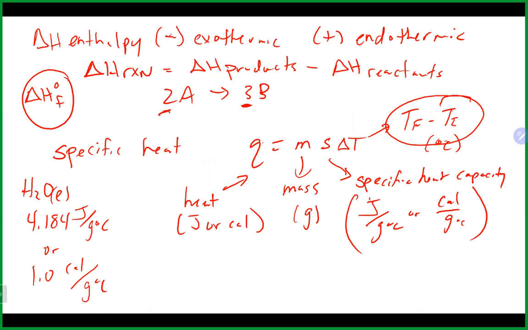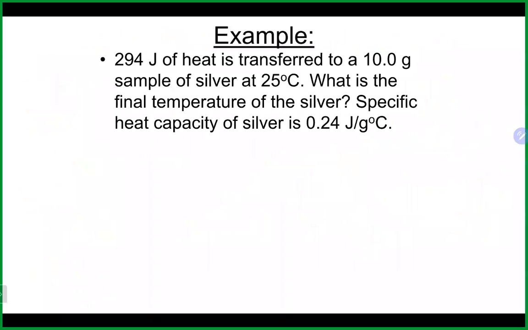Okay, so we did an example last time. Let's do another one here. I think this is where we left off. So take a moment or two here. If 294 joules of heat is transferred to a 10-gram sample of silver at 25 degrees, what will be the final temperature of the silver? Specific heat capacity of silver, 0.24 joules per gram per degree Celsius. So take a couple moments here and see what you come up with.